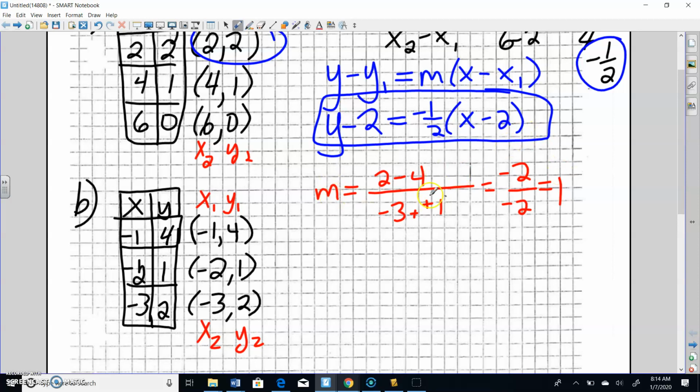So Hadley, what's our next step? So in point slope form, we're going to write it out, but we have to pick a point. Which point did you choose? Top one. Okay. So we are going to use, this is our slope, and this is the point. So what was that then? Hadley, what'd you get?